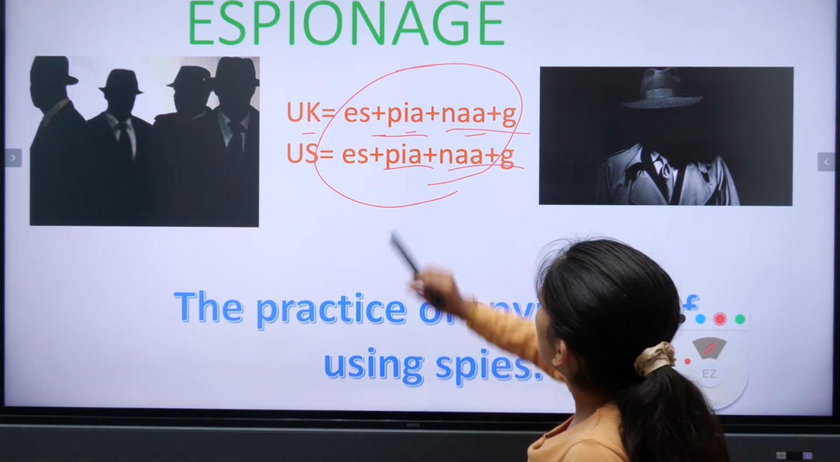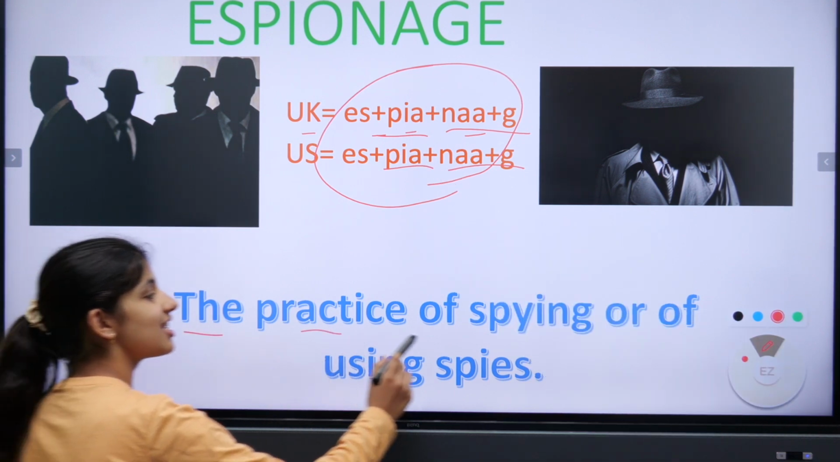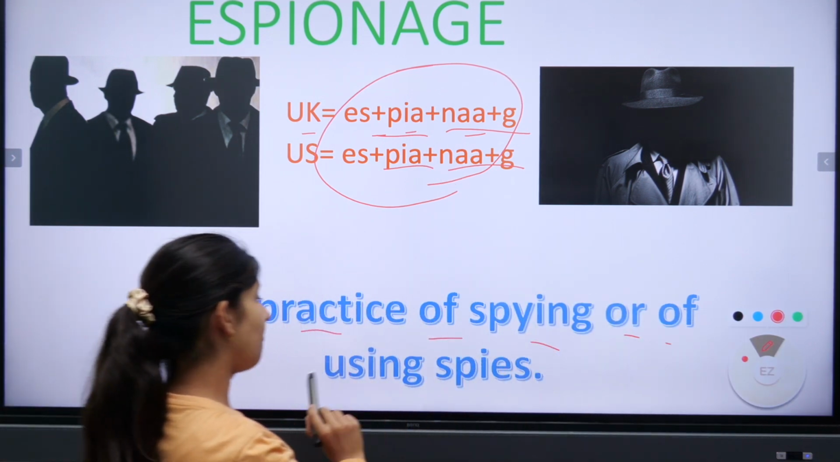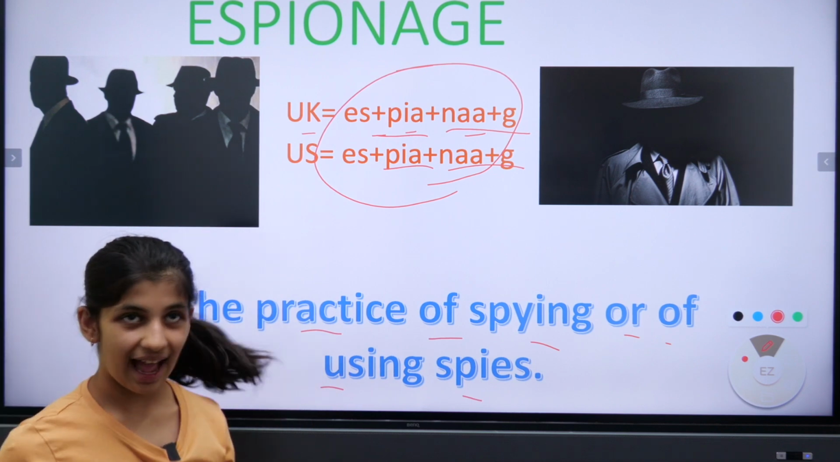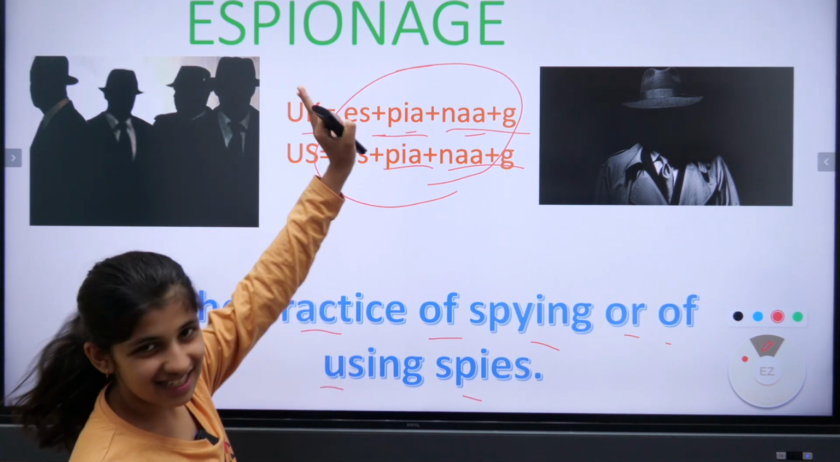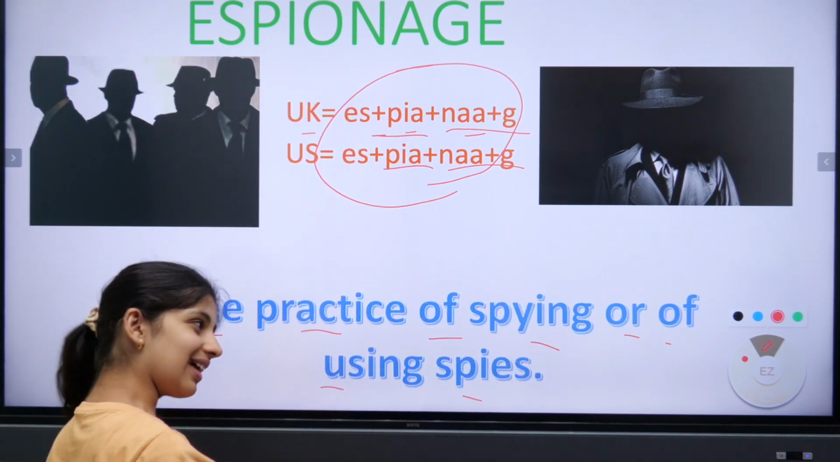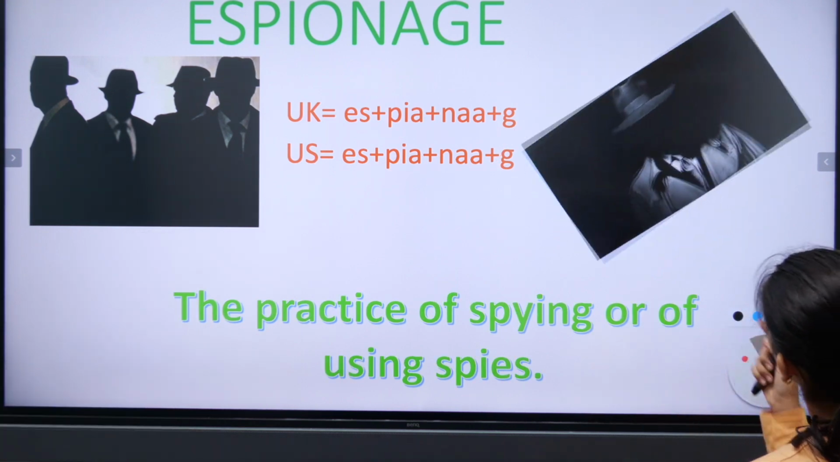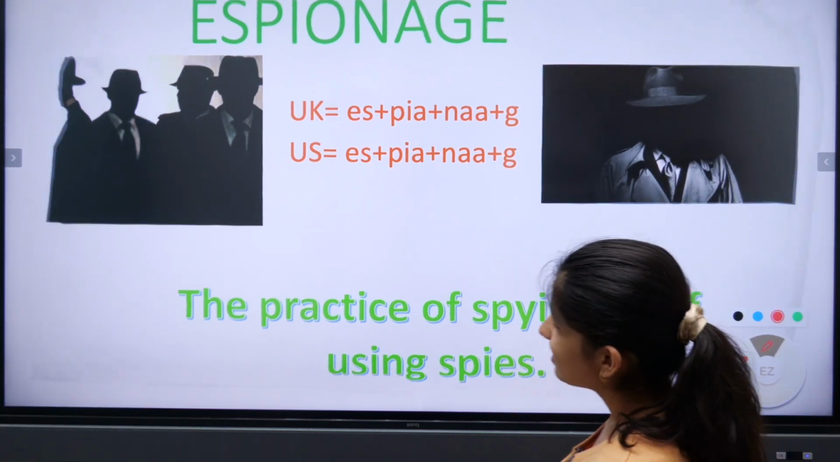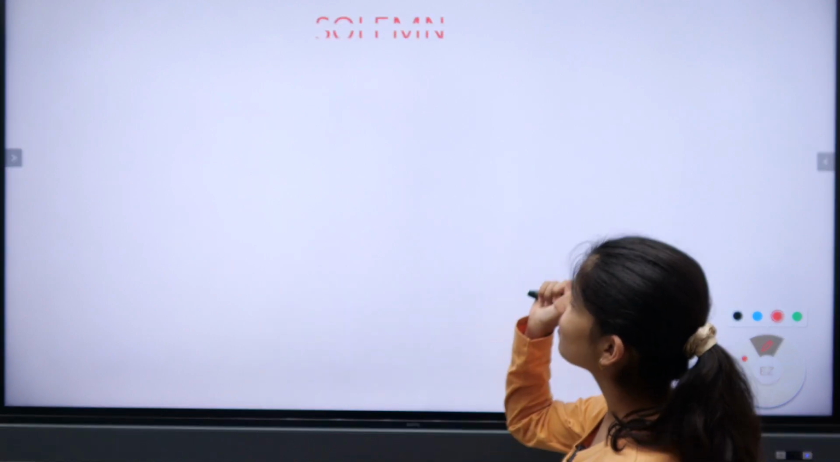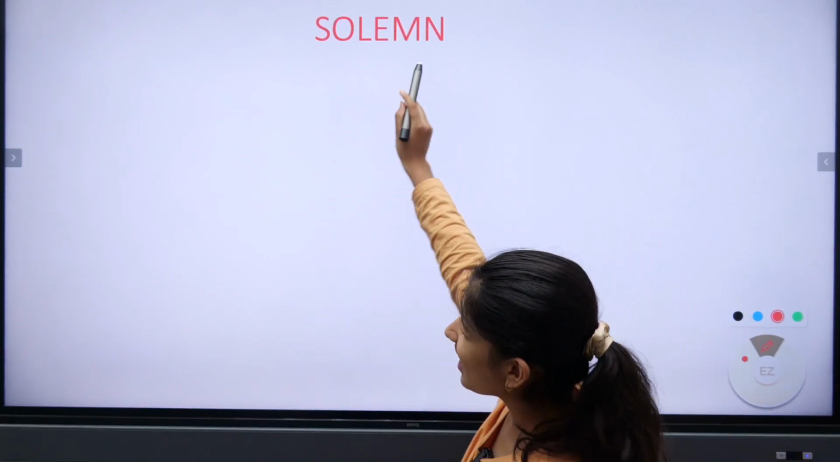Espionage means the practice of spying or of using spies. That is known as espionage. These espionages are roaming from here to there. Espionage is not good.